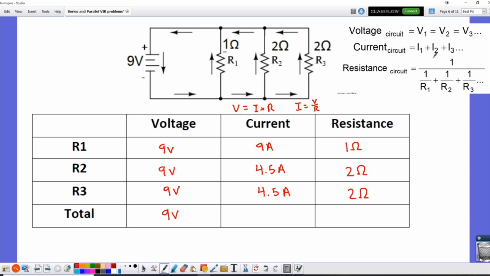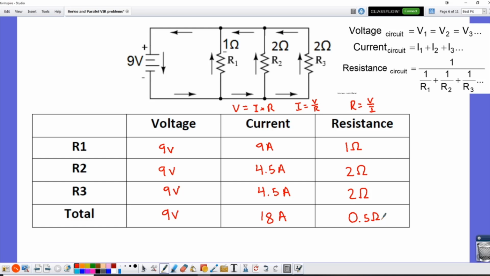Now the total current can be calculated from all of this, because the total current is added. So 9 plus 4.5 plus 4.5 again gives us 18 amps. And then, of course, finally, the resistance. We could just apply Ohm's law. The resistance, to calculate that, it's going to be the voltage divided by the current. So resistance is going to be 9 divided by 18. So the resistance for this entire circuit is 0.5 ohms.